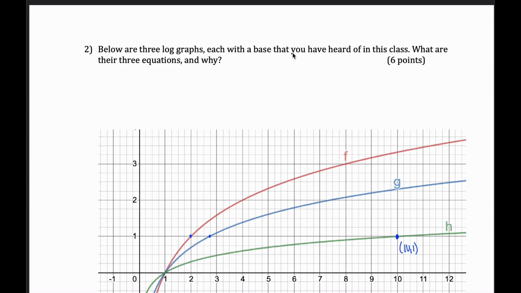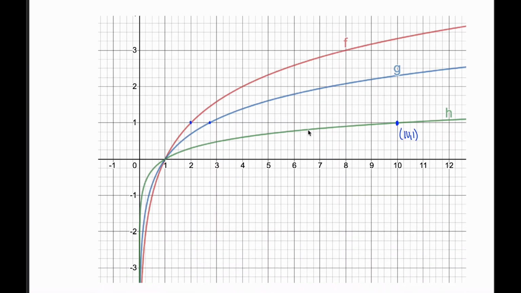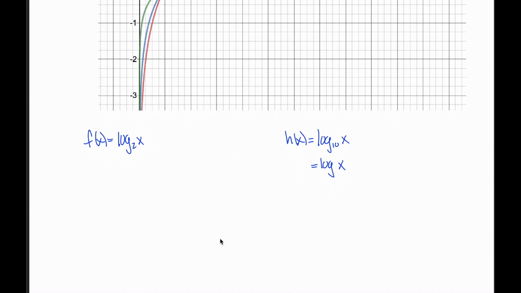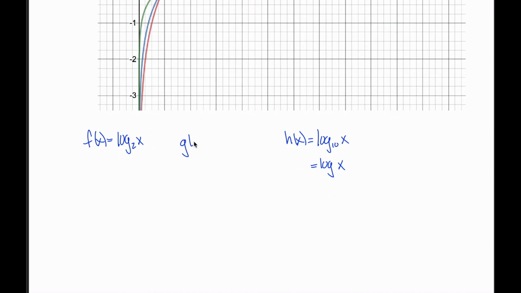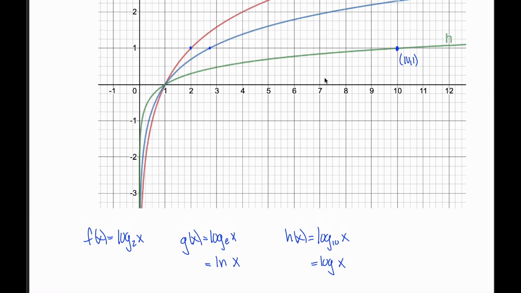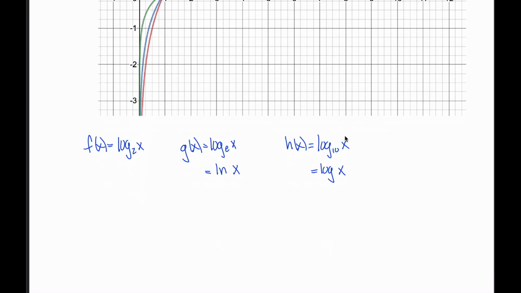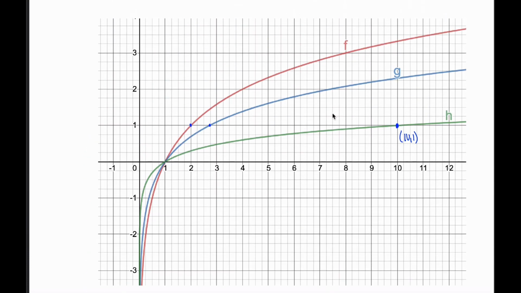What's it say? Oh, there's a base that we've heard of in this class. Can you think of any numbers that you've heard of in this class that are decimals that lie somewhere in between 2 and 3? Looks like roughly 2.7. Maybe you're thinking about e. If you are, that would be fantastic because that's the right answer. G of x is the log base e of x, which is a reminder we typically write as the natural log of x. F, G, and H are log base 2, natural log, and log of x because they go through these 3 points. And so those would be the solutions, and that ends this quiz.